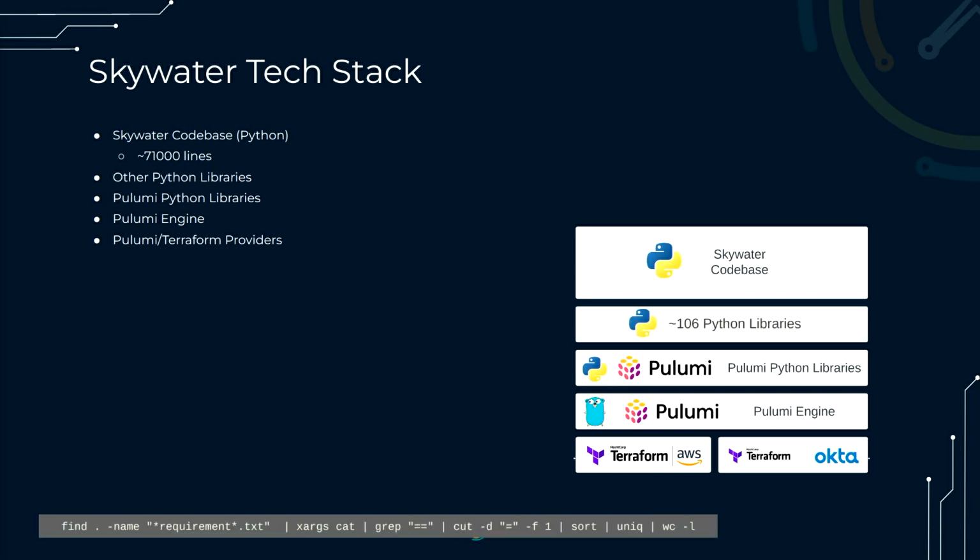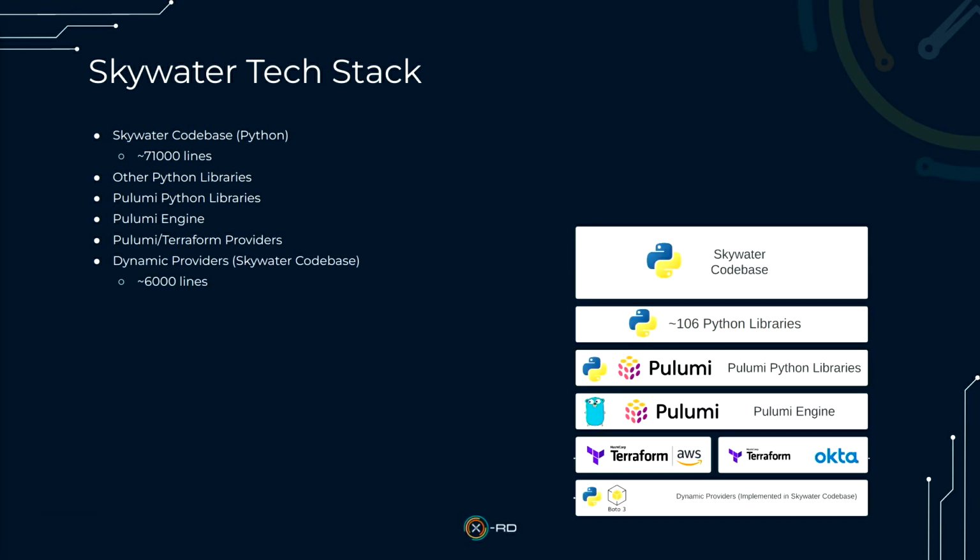It's more Python. We directly depend on, I think it's like 30, and then indirectly on over 100 Python libraries. But surprise, that's not all the Python. We have more Python code implementing dynamic resources that sit underneath the engine rather than over the engine, because they're performing the same job as the resource providers.